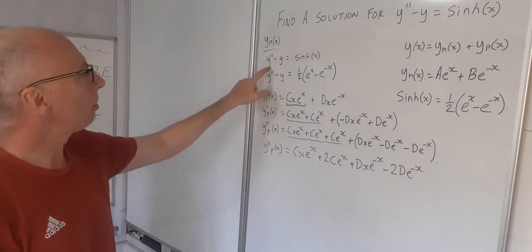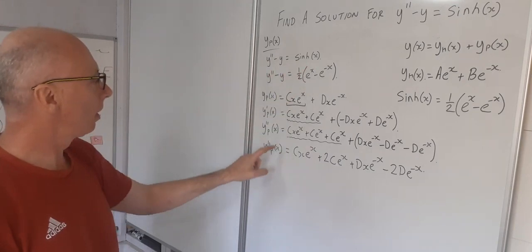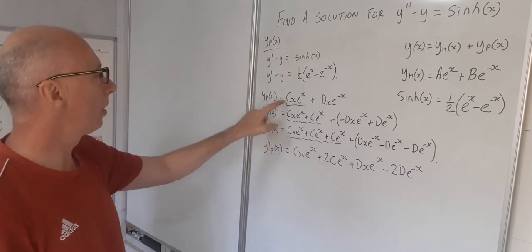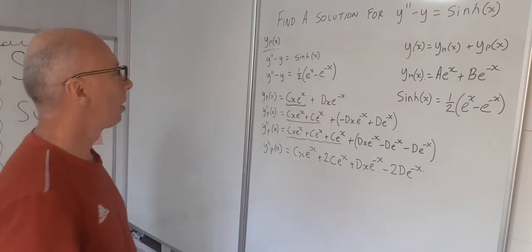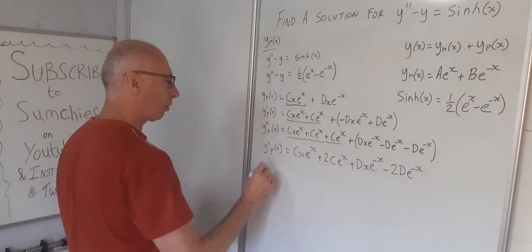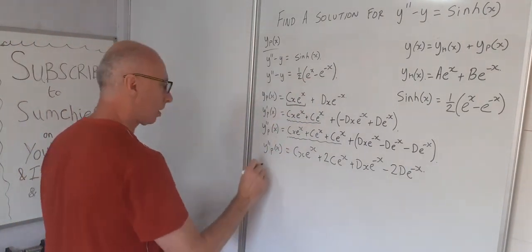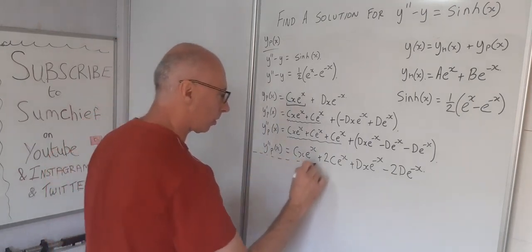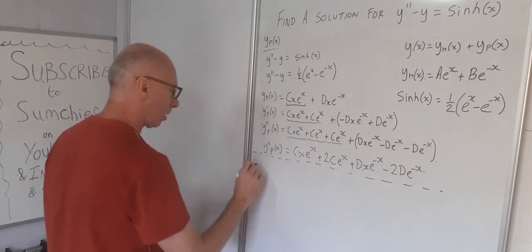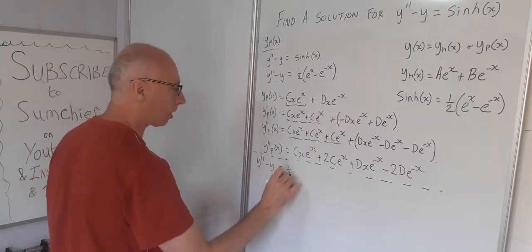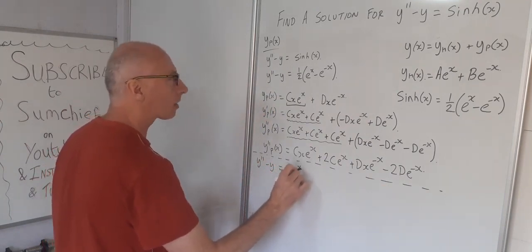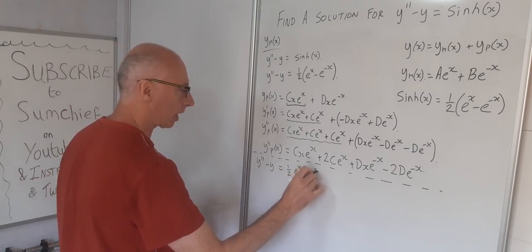So now I'm ready to write this all in terms of this one, and sinh of x I'm going to write as this one. So what I will have now, y double prime is just this. So just put a line under this. Y double prime minus y equals 1/2 e to the x minus e to the minus x.